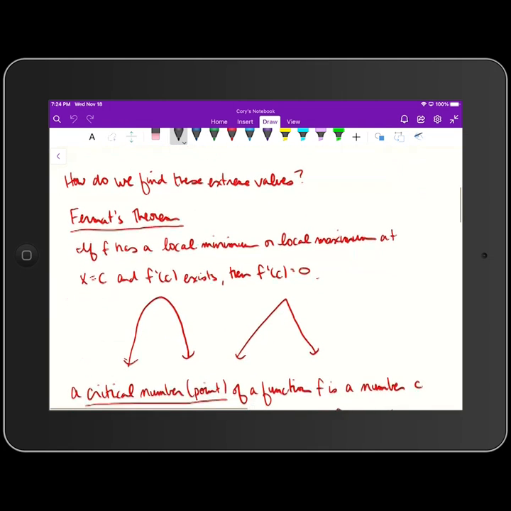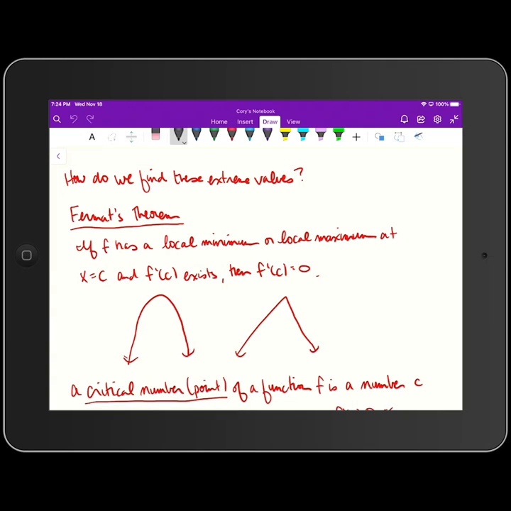The first thing we want to look at is something called Fermat's Theorem. Fermat's Theorem states that if f has a local minimum or a local maximum at x is equal to c and f prime of c exists, then f prime of c has to be equal to 0. If you guys remember, I'm just going to talk about local maximums. You can make the same argument for local minimums.